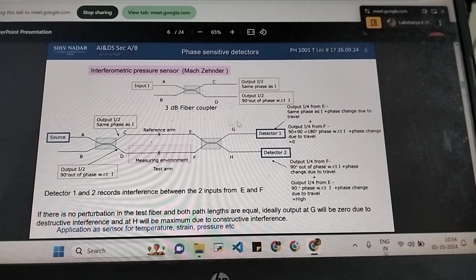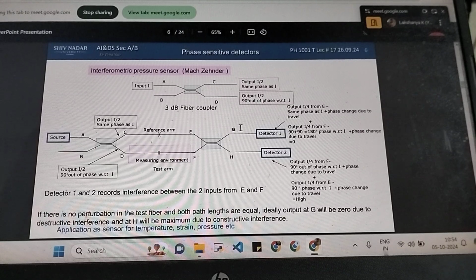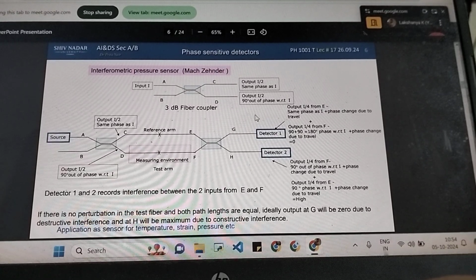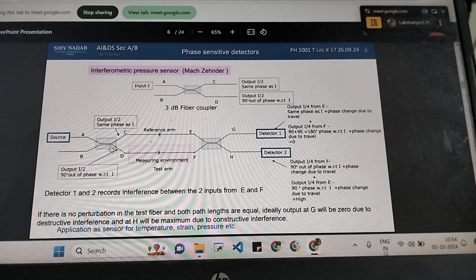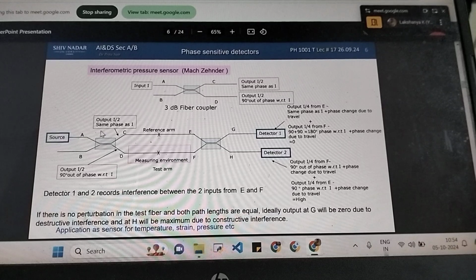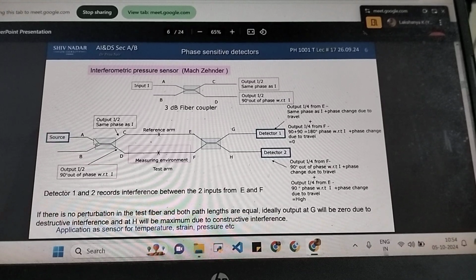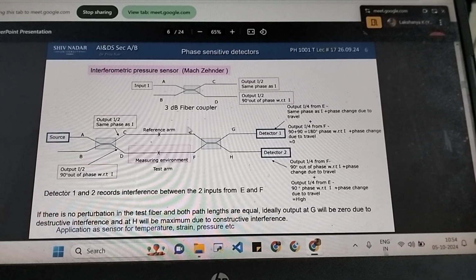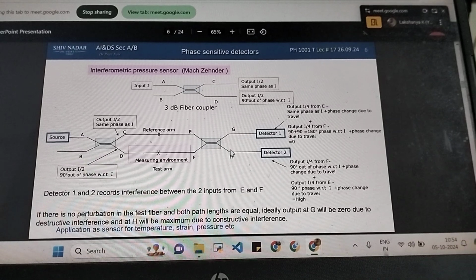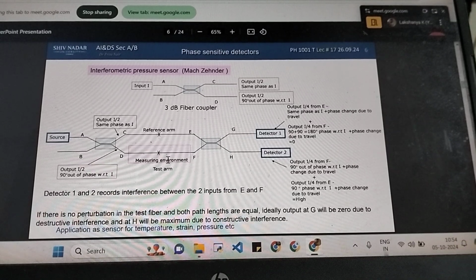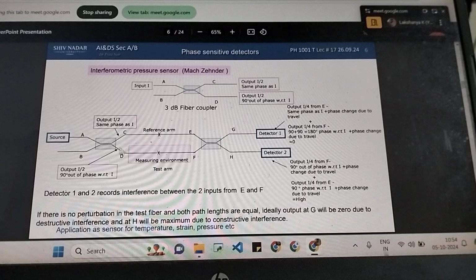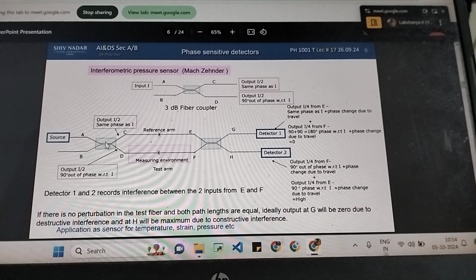So to quickly summarize, what do we have here? At G you have I by 4 with 0 phase which came through the path A, C, E, G, and you also have I by 4 which is 180 degrees out of phase which came through the path A, D, F, G, two crossovers. At H you have I by 4 which is 90 degree out of phase because of A, C, E, H, one crossover, and you have another I by 4 which is also 90 degree out of phase because of A, D, F, H, one crossover.